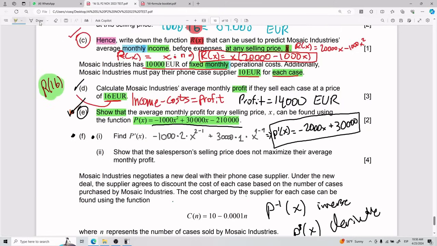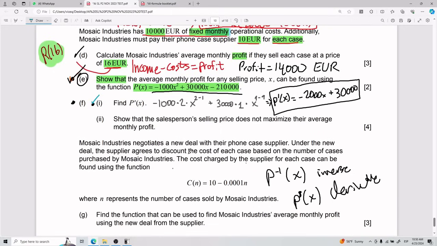So all that was to agree that for part F, part I, this is the answer. And then for part AA, you need to show that the salesperson's selling price does not maximize their average monthly profit. Interesting. Does not maximize. Whenever you have a problem that talks about maximizing, optimizing, finding a maximum, or finding a minimum, you can immediately consider setting the derivative equal to 0.